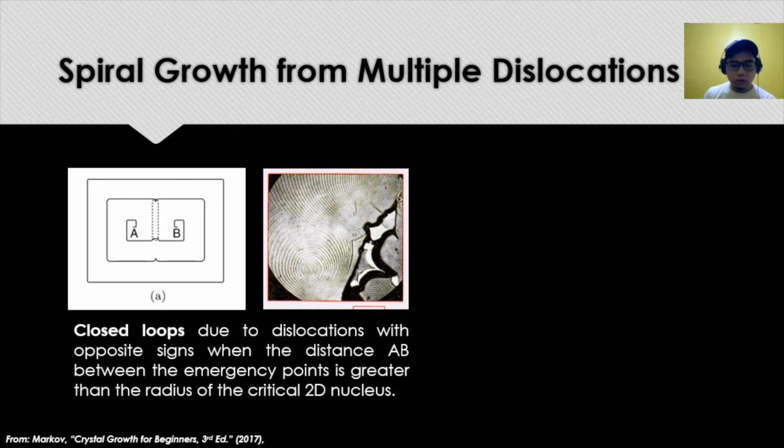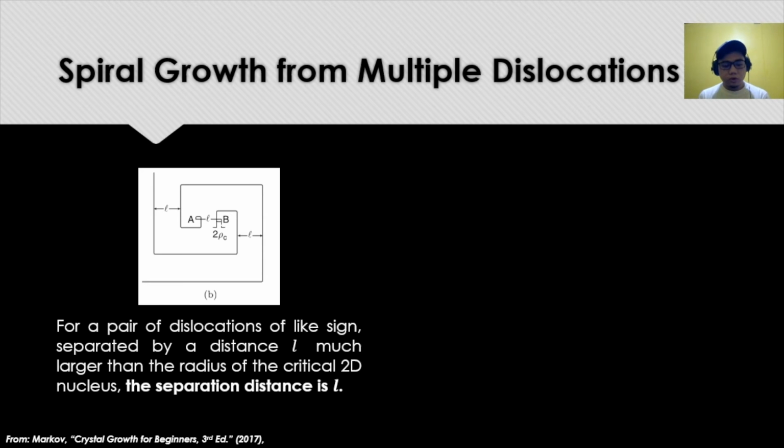Another case is when we have a pair of dislocations of like sign, meaning that the direction of propagation for the dislocations is the same. If they are separated by a distance much larger than the radius of the critical 2D nucleus, the separation distance is L as well for successive turns of this growth spiral. So that is an interesting occurrence.